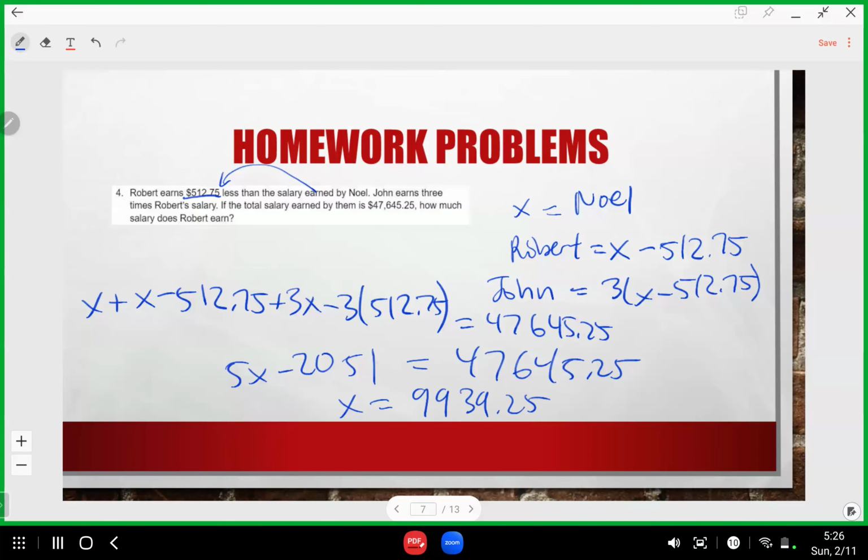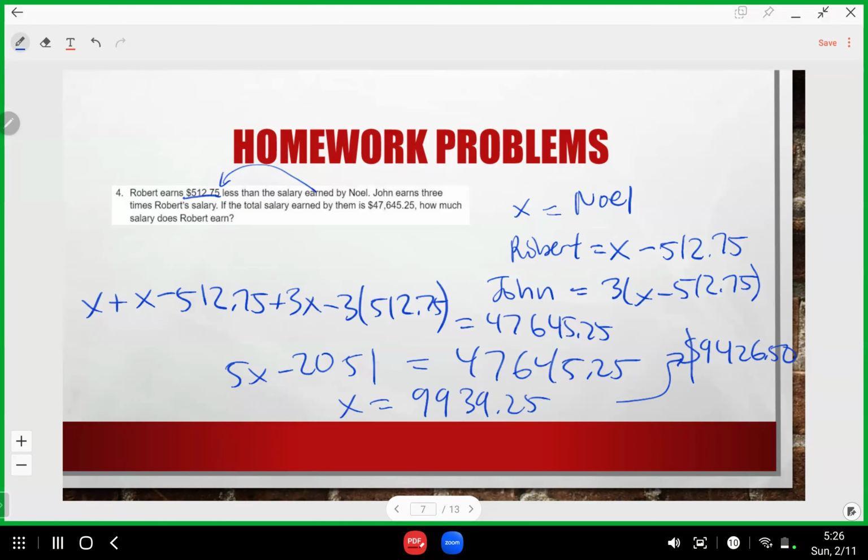I don't know what the salary is. Seems a bit too low for annually, but it's a salary nonetheless. So we know that x is equal to Noel, right? But that's not actually Robert's salary. Robert's salary would be 512.75 less than that. So we have to subtract 512.75 from this. So we get 9,426.50. That's how much money Robert makes in his salary.